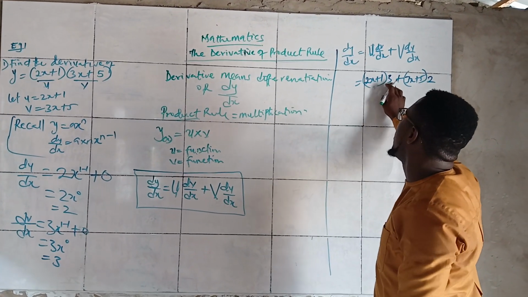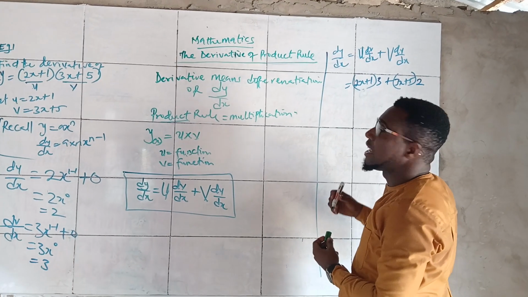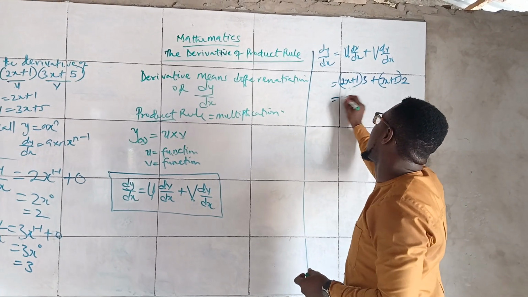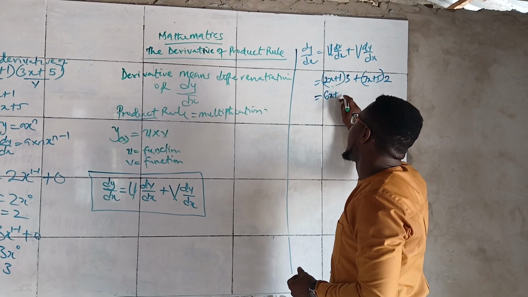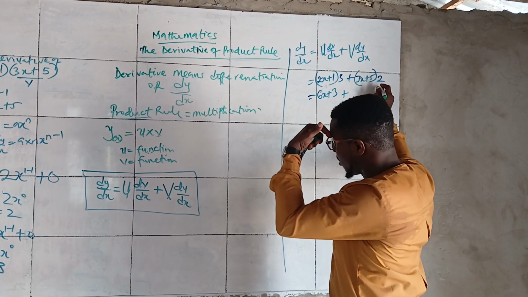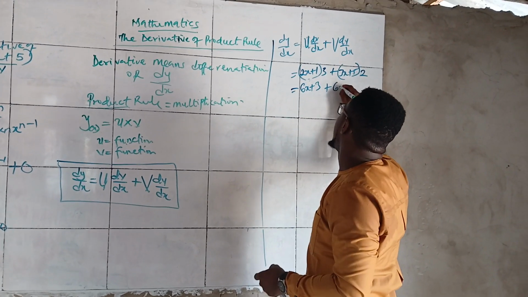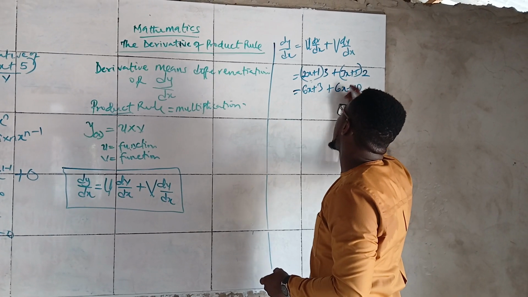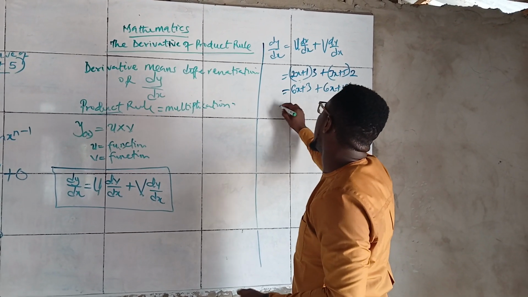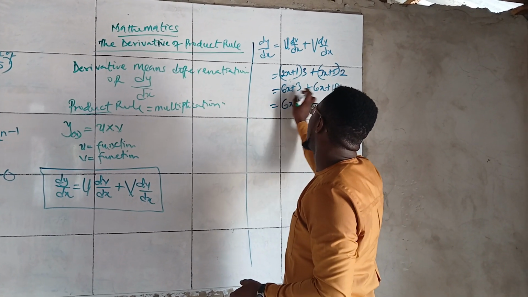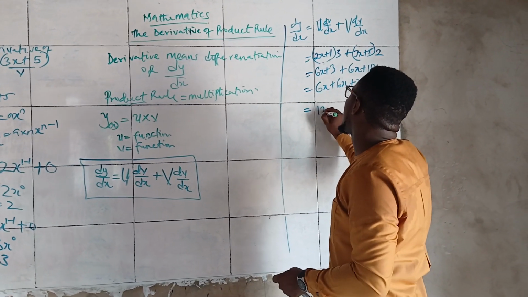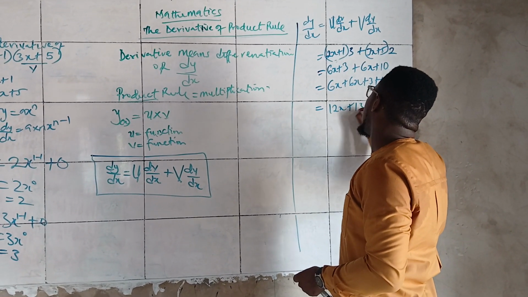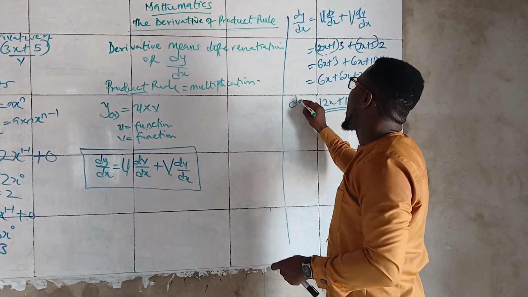So simply, we use this 3 to open this bracket as usual, normal expansion of brackets. So 3 times 2x is going to give you 6x plus 3 times 1 is going to give you 3. Plus 2 times this is going to give you 6x plus 10. Then you see there are x terms here, so we bring these two together: 6x plus 6x, plus 3 plus 10, which is going to give us 12x plus 13. And this is our answer.